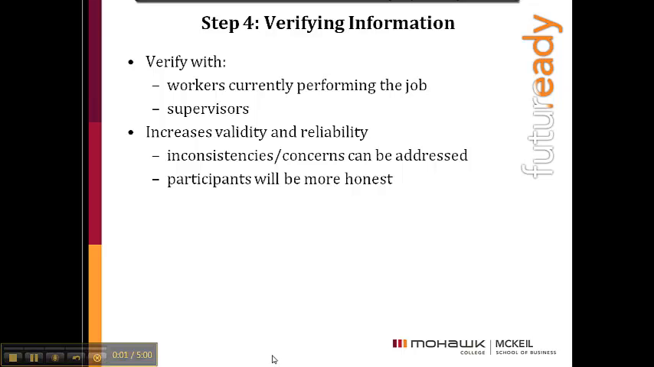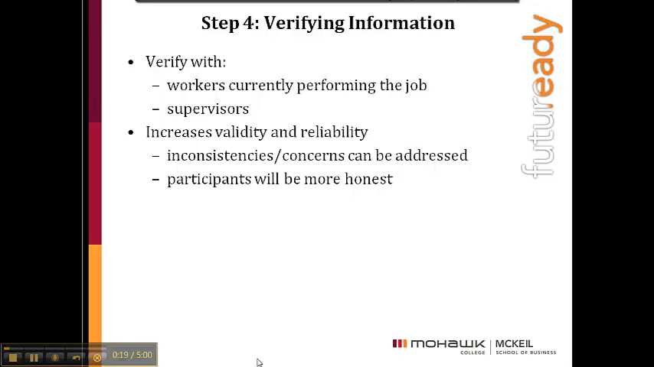Hi folks, welcome to our lecture completing the section on job analysis. We said earlier that there were several steps to the process of conducting a job analysis. Here we're going to talk a little bit about step 4, which is verifying the information that you've collected.